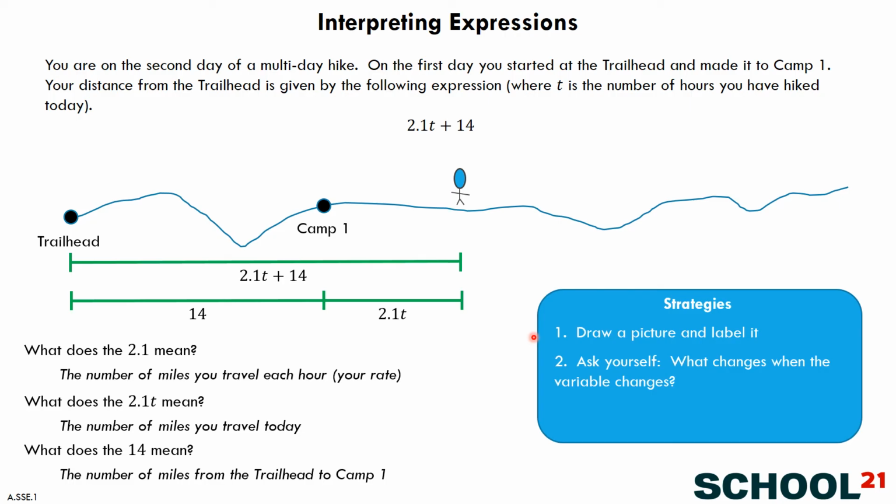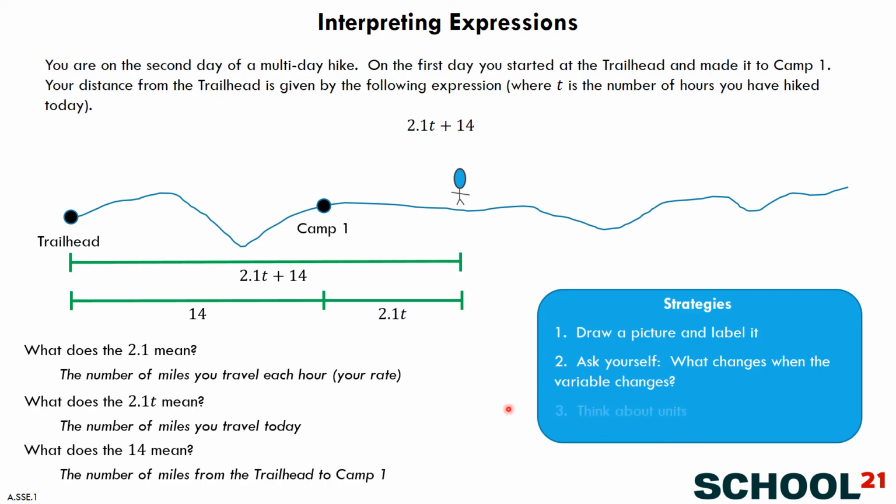Second strategy. Ask yourself, what changes when the variable changes? So here, t was changing and my overall distance changes because each hour that I'm traveling, my overall distance is going to change. And my distance from camp one is going to change. But you know what doesn't change when t changes? This 14, right? And that's the distance from the trailhead to camp one. That's never going to change. No matter how many hours I walk today, it's not going to change. That's going to be 14. And so that really helps you understand how the expression is working and what's changing when.